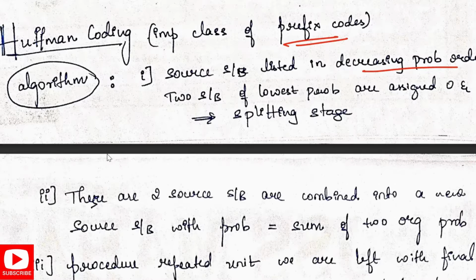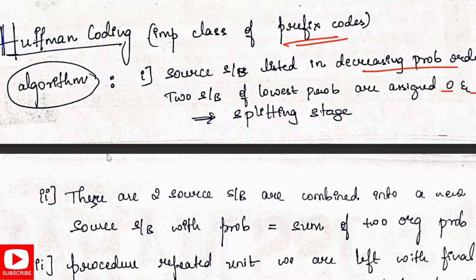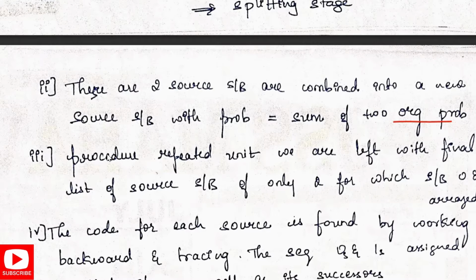Two symbols of the lowest probability are assigned 0 and 1. This stage is called the splitting stage. Next, these two source symbols are combined into a new source symbol. The two which have the lowest probability are combined, with their probabilities added, to form a new source symbol. So that's the sum of the two original probabilities. Next is the procedure. This procedure gets repeated until we are left with a final list of only 2 source symbols, to which 0 and 1 are assigned.